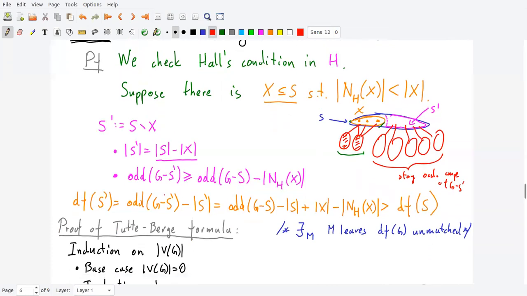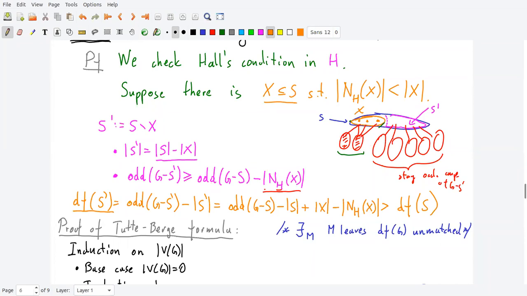So what was the drop in the number of odd components? Well, the drop was at most the size of the neighborhood in this graph H of X. So the number of odd components that were neighboring X, right?